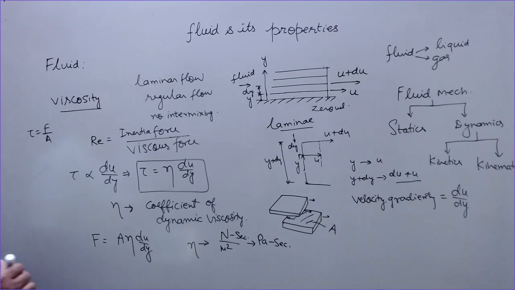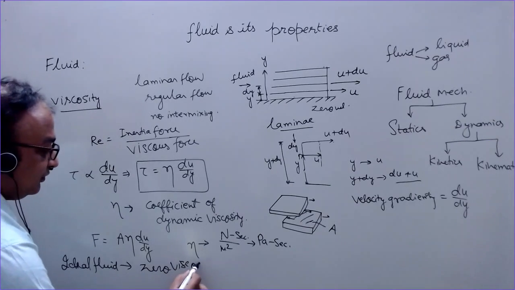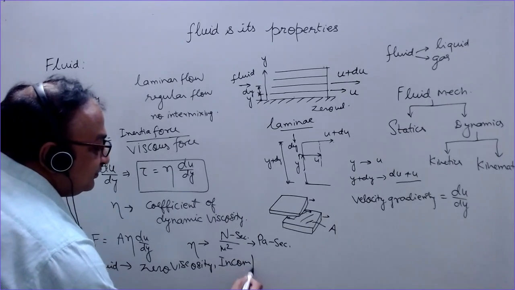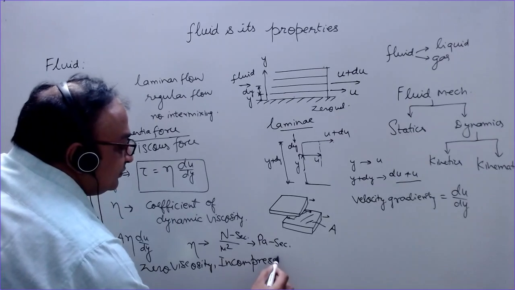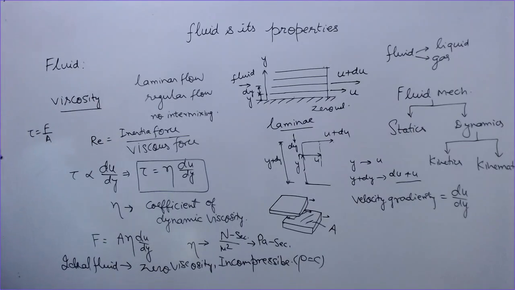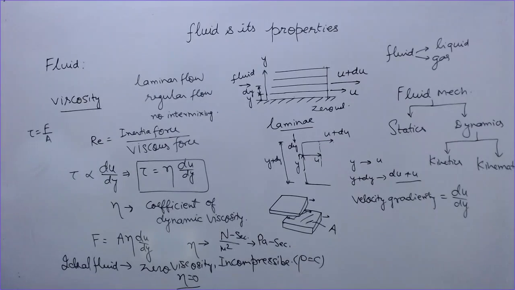Now before this, let me define the ideal fluid. What is an ideal fluid? The ideal fluid is one which has zero viscosity and which is incompressible, which cannot be compressed. That means the density remains constant. Zero viscosity means eta is 0. The coefficient of viscosity is 0.